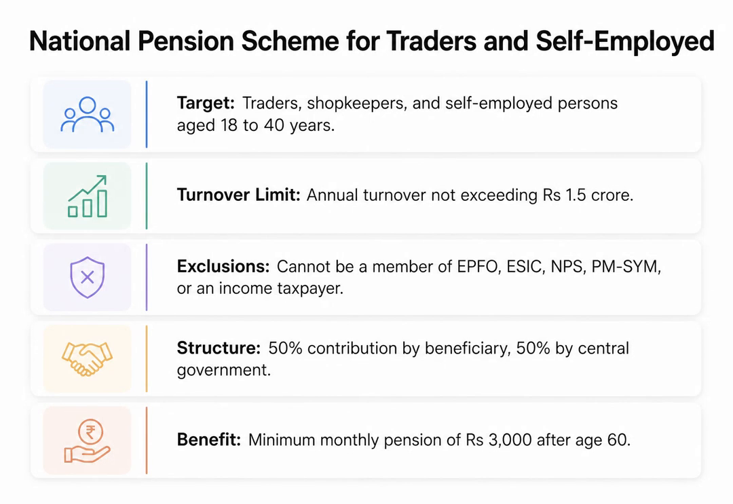The second scheme targets the small business sector, the National Pension Scheme for traders, shopkeepers, and self-employed persons. It operates similarly to the PMSYM, but is tailored for individuals whose annual turnover does not exceed 1.5 crore rupees. Provided they are not already covered by other schemes like EPFO or paying income tax, they can contribute to this fund. The government matches their contribution 50-50, again ensuring a 3,000 rupee monthly pension upon reaching age 60.